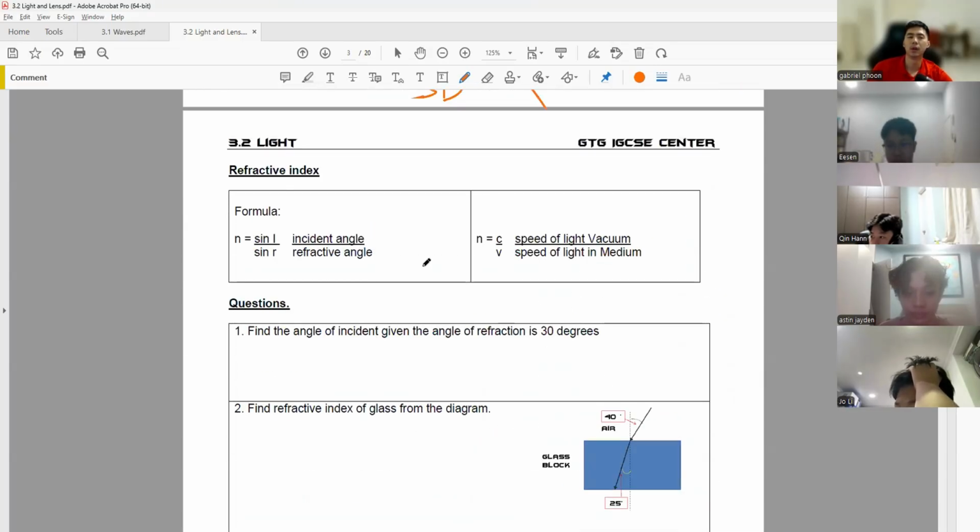Okay. Guys, let's look at this calculation here. There are two formulas you need to use. A little bit of memory, this one. Refractive index is sin i over sin r, or refractive index is going to be c over v. Okay. How do I use sin i over sin r? How do I use c over v? Let's look back into the whiteboard.